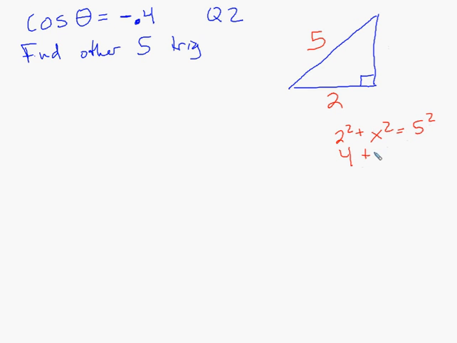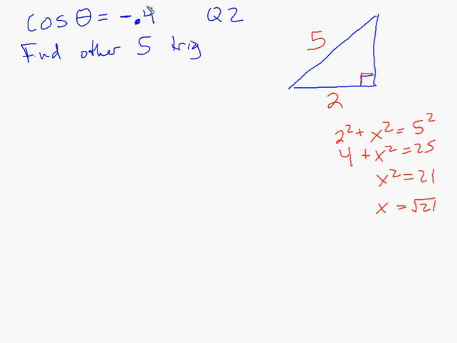So I have 4 plus x squared equals 25. X squared is 21, and x is root 21. I think this is a lot better than decimals, because we're going to have kind of weird things going on and we'll have to estimate. So I prefer not to use decimals, although technically I don't care if you use fractions instead.